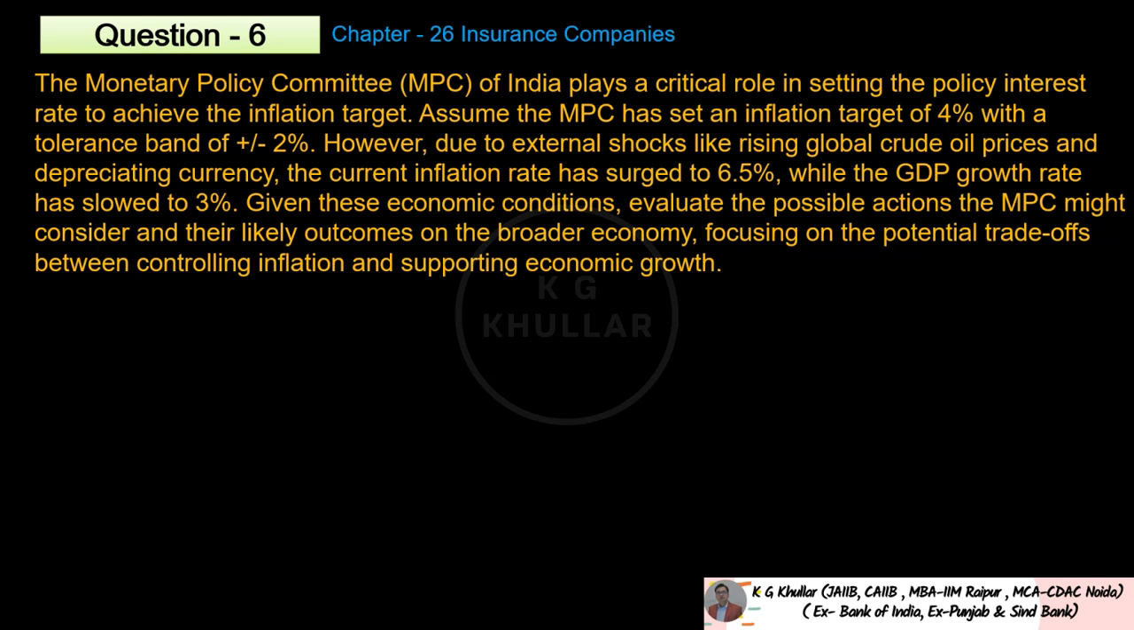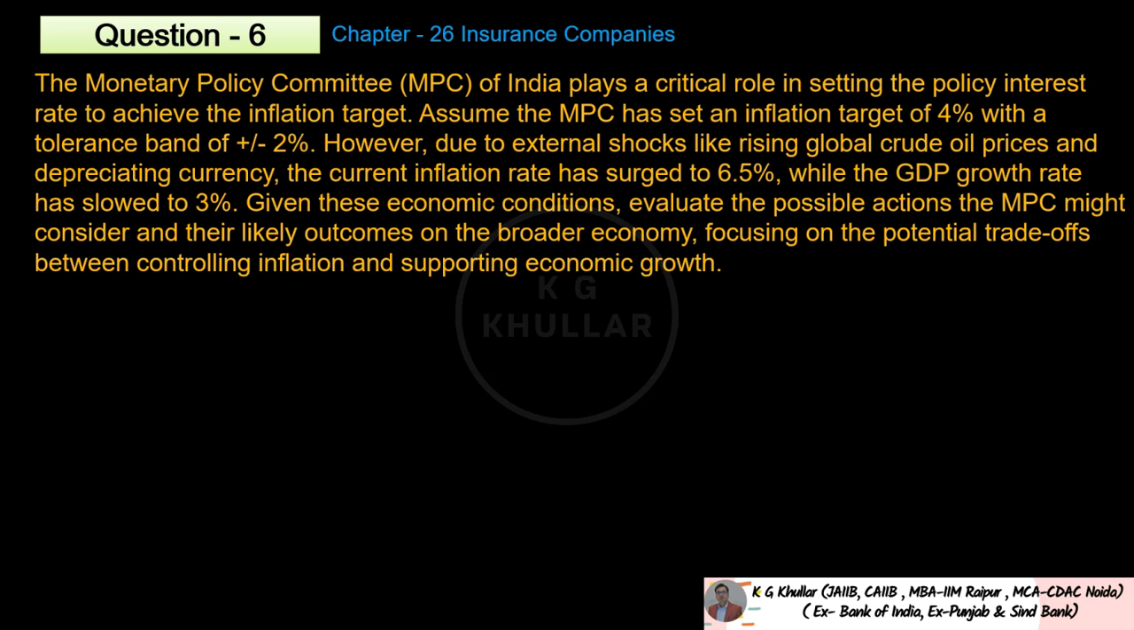The Monetary Policy Committee, that is MPC of India, plays a critical role in setting the policy interest rate to achieve the inflation target. Assume the MPC has set an inflation target of 4% with a tolerance band of plus minus 2%. However, due to external shocks like rising global crude prices and depreciating currency, the current inflation rate has surged to 6.5%, while the GDP growth rate has slowed to 3%. Given these economic conditions, evaluate the possible action the MPC might consider and their likely outcome on the broader economy, focusing on the potential trade-offs between controlling inflation and supporting economic growth.